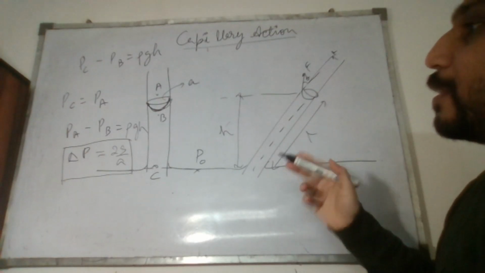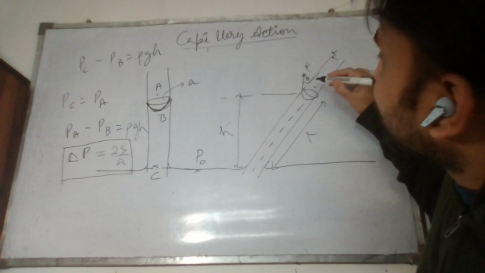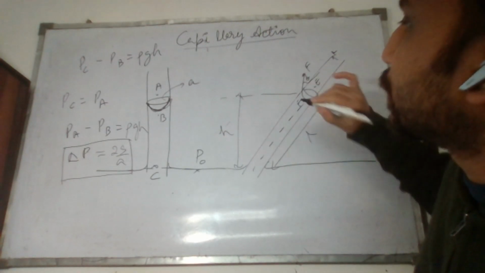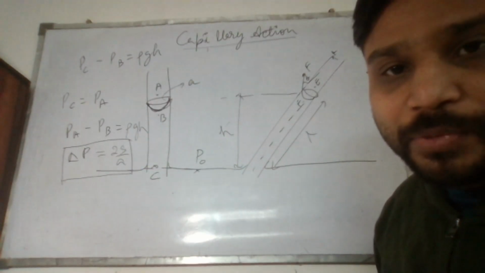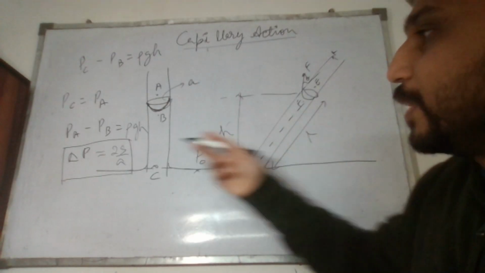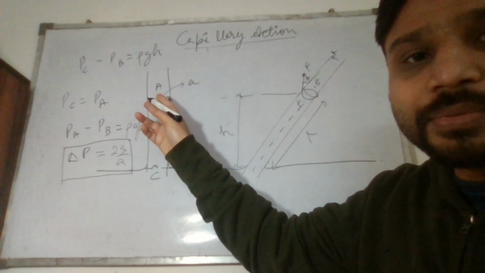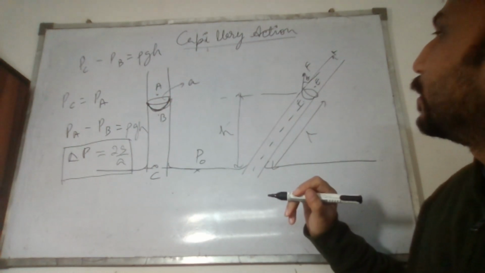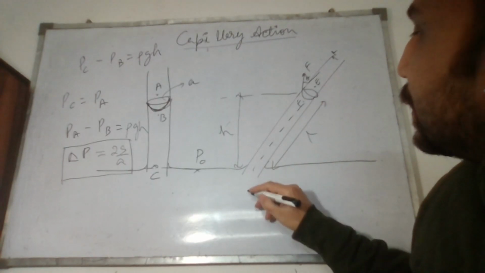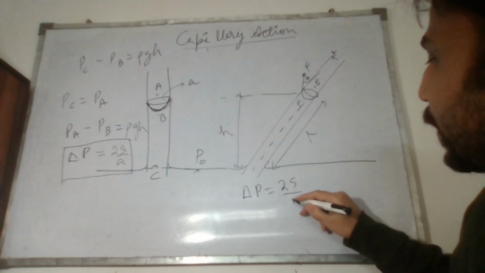So that means that the pressure difference across the points, let's say this point is some E, and let's say this point is some F, is also 2S by A. So this 2S by A pressure difference between points E and F is the same as in this case only. So that means that even in this case, we will say delta P is 2S by A.